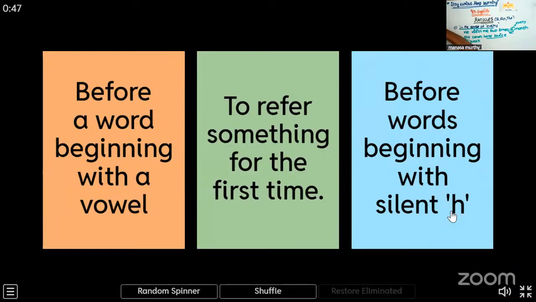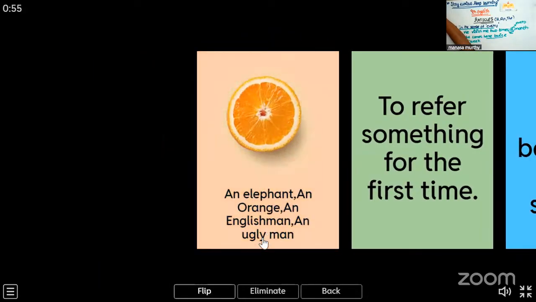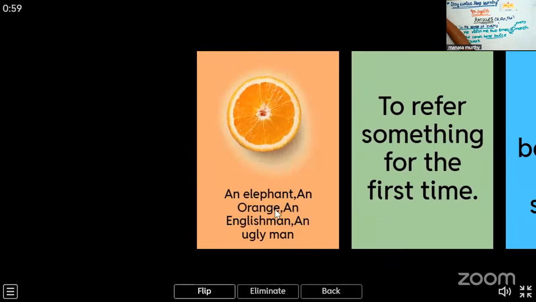Shall we see? Before a word beginning with a vowel: an elephant, an orange, an Englishman, an ugly man. Any other example? An ink bottle. Correct. An ink bottle. Igloo. I has the sound of E. Correct.